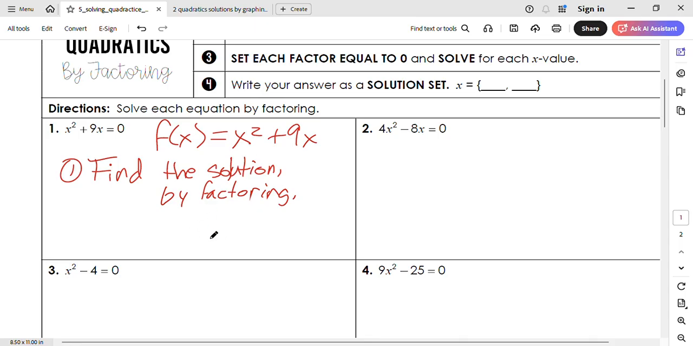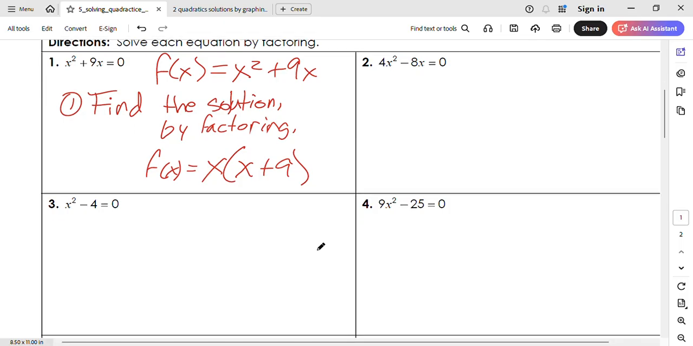X. So I'm going to factor out an x. What am I left with? X plus 9. Thank you, Dom. X times x plus 9. Okay? And now there's something called the zero product rule. So your job is to find the solutions, which means where your y is equal to 0, right? Did we not just discuss that with the graphing? Your solutions are on the x-axis where y equals 0, right?